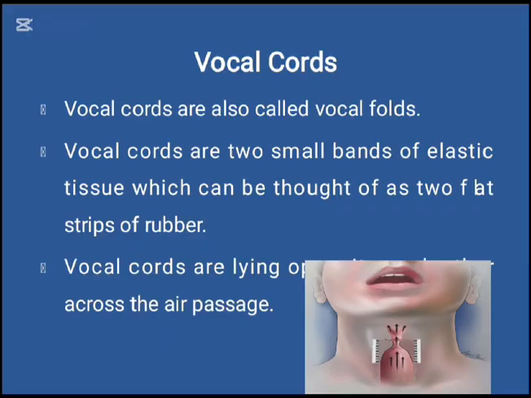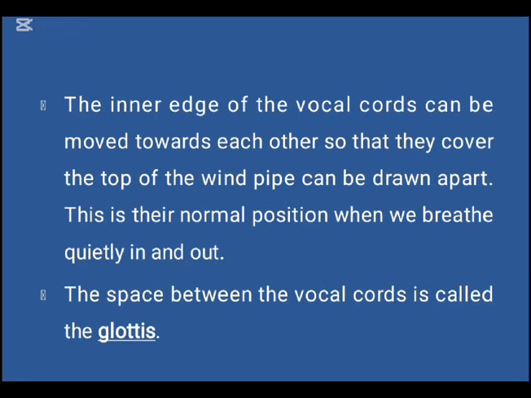Vocal cords. Vocal cords are also called vocal folds. They are two small bands of elastic tissue which can be thought of as two flat strips of rubber. They are lying opposite each other across the air passage. The inner edges of the vocal cords can be moved towards each other so that they cover the top of the windpipe, or they can be drawn apart. This is their normal position when we breathe quietly in and out. The space between the vocal cords is called the glottis.